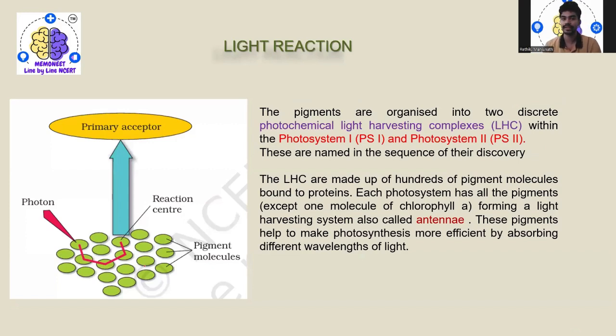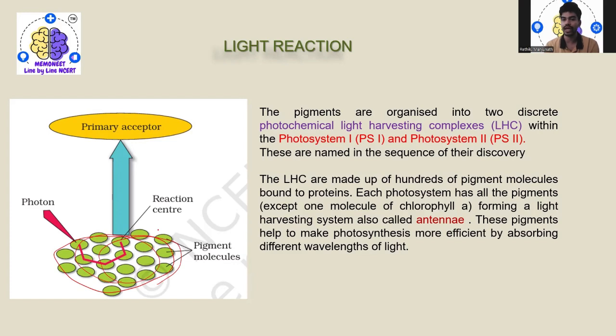The next topic is the light reaction. Coming to the light reaction, the pigments are organized into two distinct photochemical light harvesting complexes, which is nothing but LHC, within the photosystems, that is PS1 and PS2. You can see here there are many pigment molecules, right? Within that, you will be seeing photosystem one, PS1, and PS2.